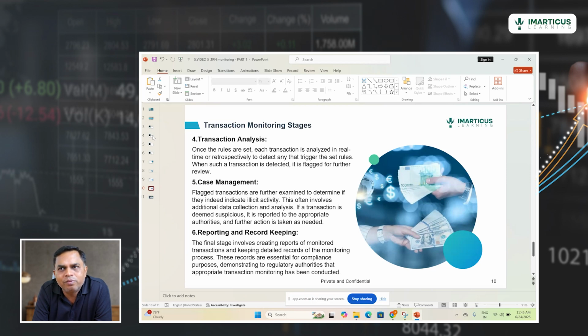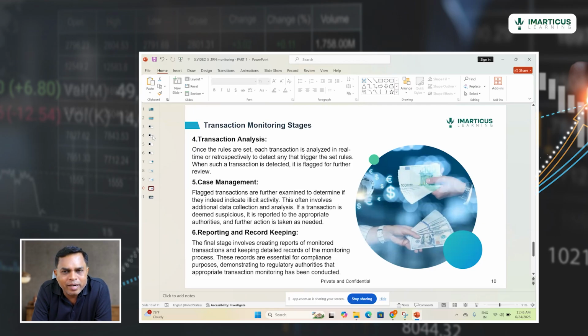So the fifth stage of transaction monitoring is case management, and the last one is reporting and record keeping. In the fifth stage, once they identify a suspicious transaction, the bank will perform a detailed analysis or detailed investigation of the transaction, and if required, they need to file a SAR report, or suspicious activity report. So these are the 6 stages of transaction monitoring.